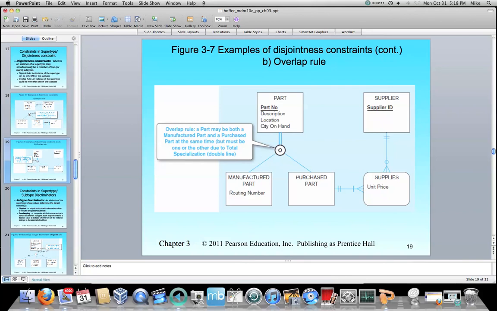So we may be in a situation where we manufacture parts, but at times our manufacturing pace will not keep up with demand for our parts. So sometimes we have to go out and purchase some of those parts to make up for assembly problems. So in this case, a part can be both manufactured and purchased, and therefore that's the overlap rule. And that will conclude the discussion on the disjointness constraint.